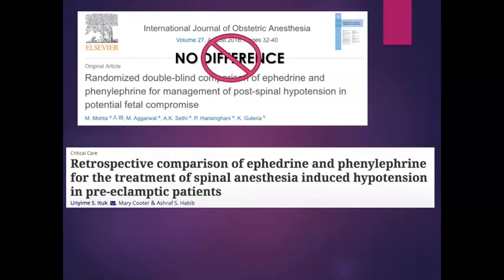Etuk et al. retrospectively studied women with preeclampsia who had spinal anesthesia for cesarean delivery, and these women received bolus doses of phenylephrine or ephedrine to treat hypotension. Again, the investigators found no differences in umbilical artery pH.